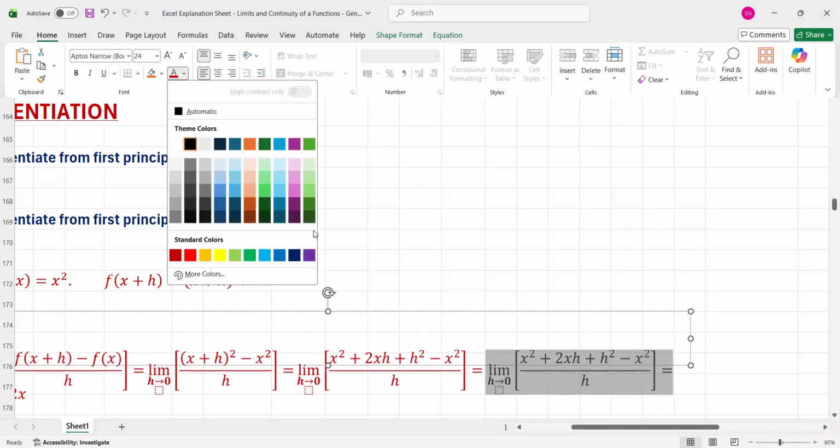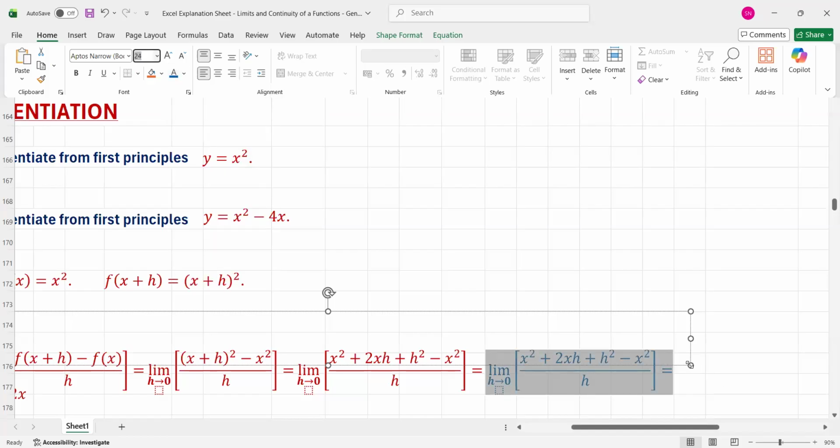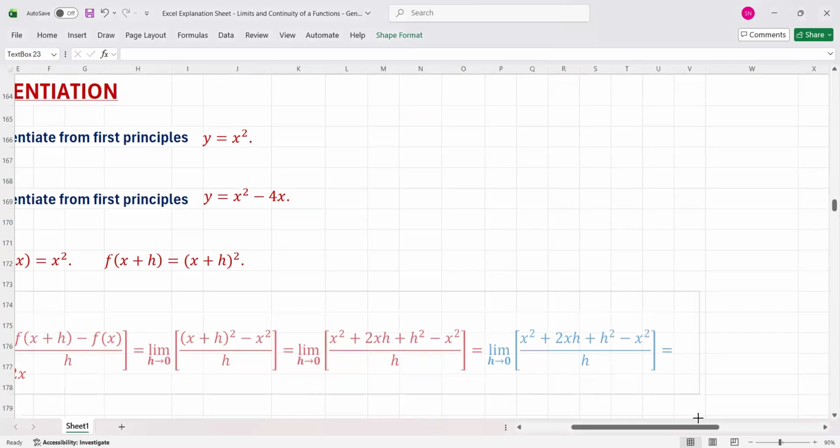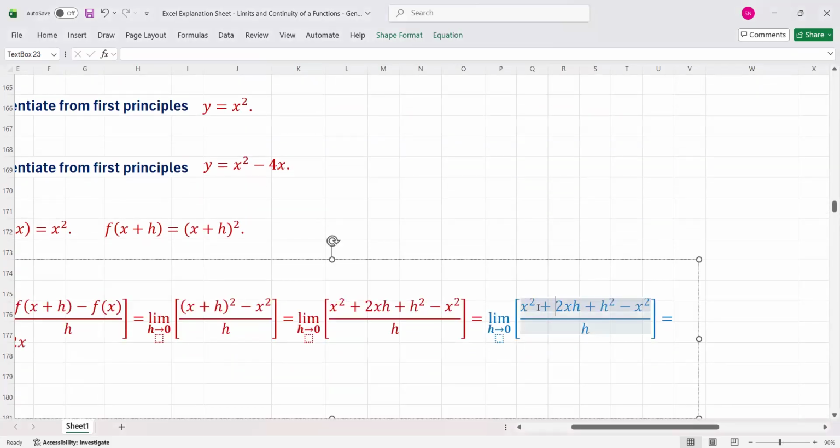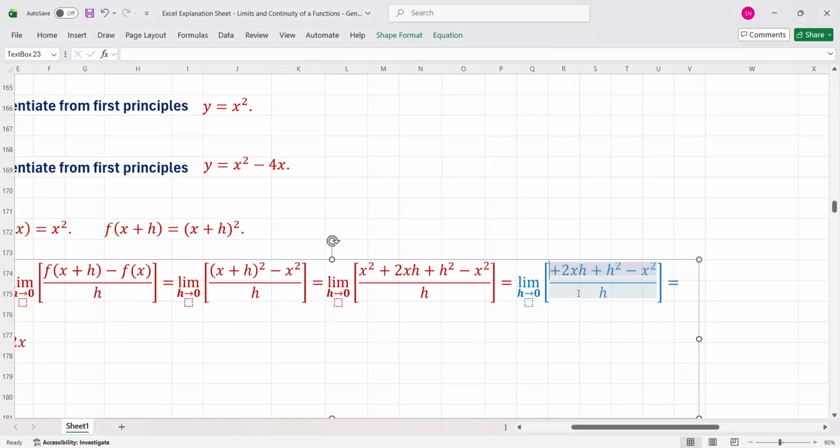Okay, so let me just change the color so we can see what we are doing. Now, all I'm saying is that with what I have done right now, when I expand this, the x squared here will be gotten rid of because you are subtracting this x squared from here. Okay, and then if you divide through by h, you see that h will cancel this h here. So the next time I write this, in the numerator, I'm going to get 2x.